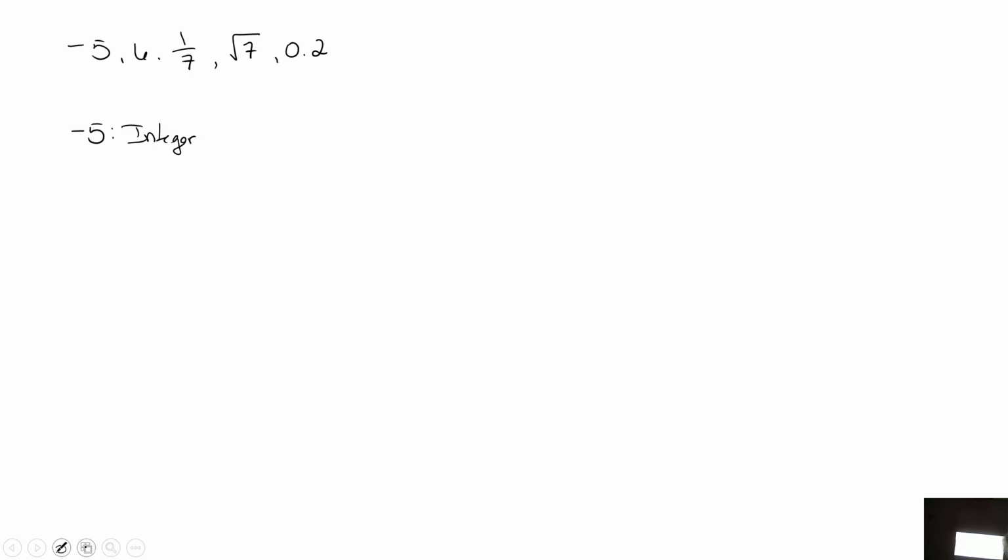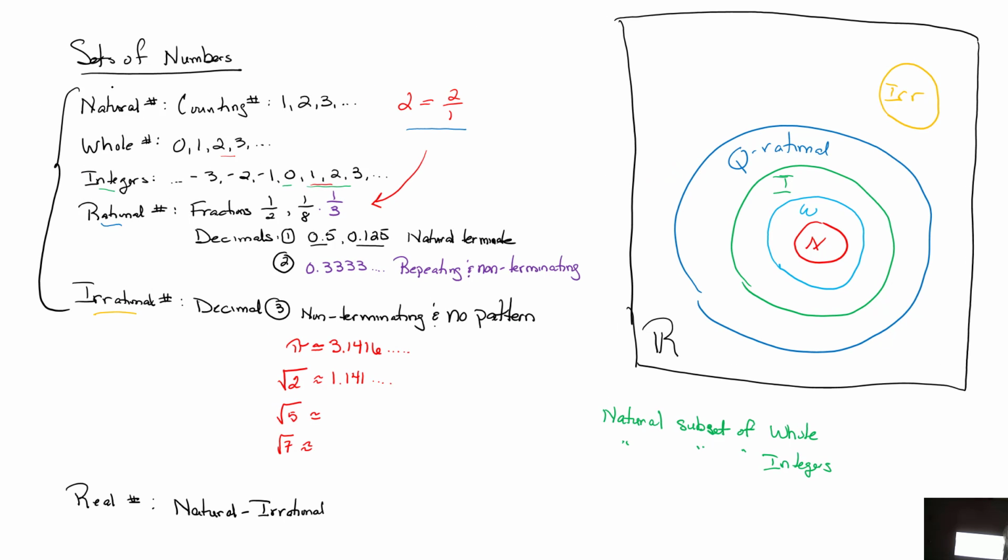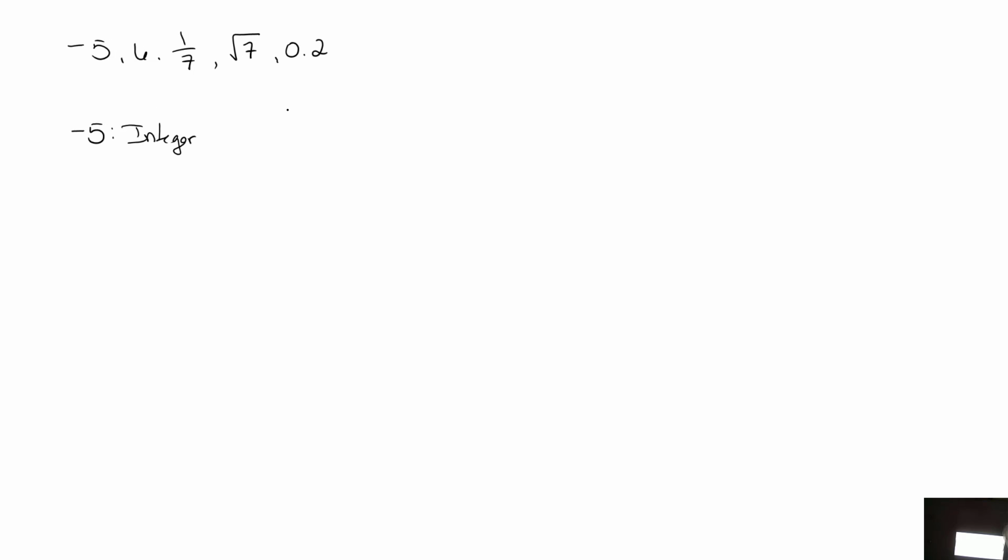Now let's see if it belongs to anything else. Can negative 5 be considered a rational number? In other words, can you write negative 5 as a fraction? And if you're not sure, let's think about this. If you write negative 5 as negative 5 over 1, that is definitely a fraction, which means it will also be considered a rational number.